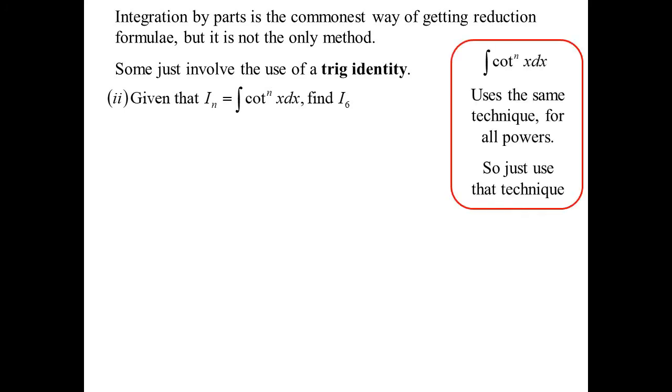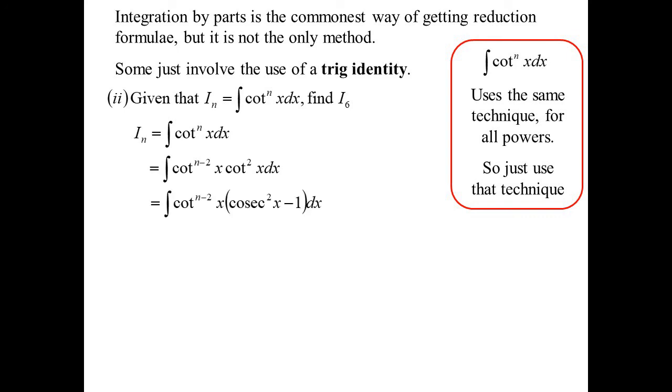Here's cot to the power of n. You remember with the tan powers one, we said we use the same technique every single time. So I'm going to use that technique. So I_n will be the integral of cot to the power of n. We looked at tan, but I'm going to pull out the cot squared. The cot squared I can change to cosec squared minus 1, which I then can break up into two integrals.